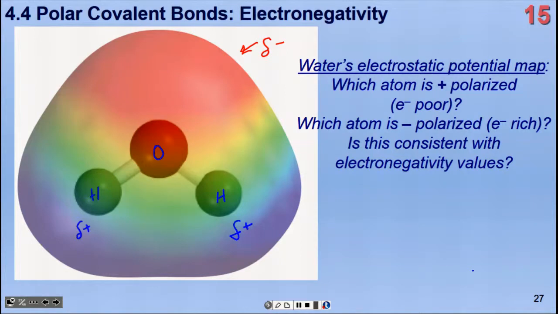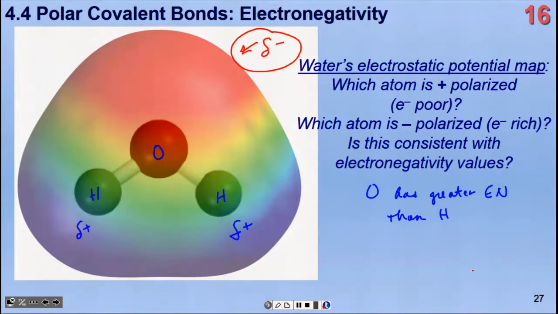Does that make sense with electronegativity values? Yes. Oxygen should have a greater electronegativity compared to hydrogen. And so the electrons are going to spend more time on the oxygen end of the molecule than the opposite side.